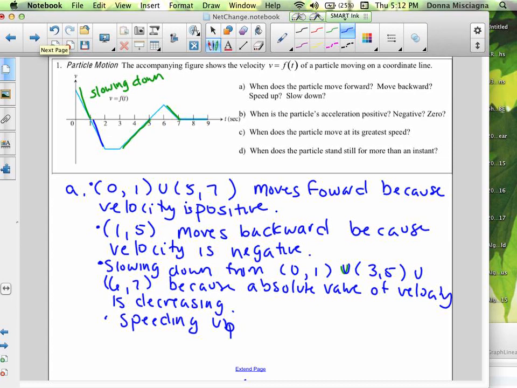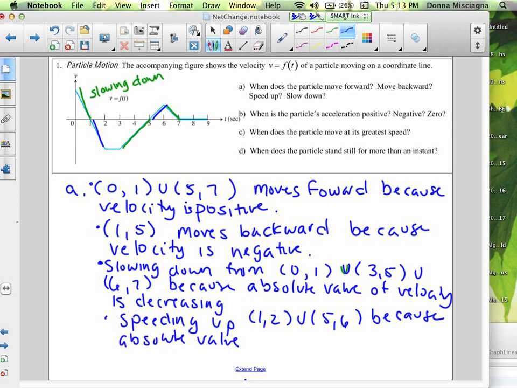Oops, I was trying to fix my P. Looks like we're speeding up from 1 to 2, and then from 5 to 6, because the absolute value of velocity is increasing.